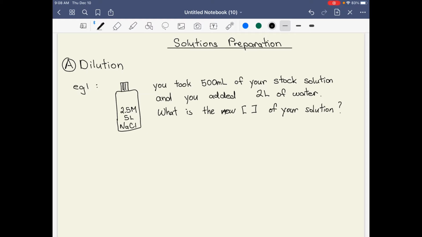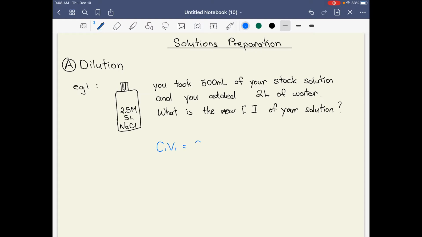So let's go back and look at this question one more time. Okay, so you took 500 milliliters out of this, and then you took 2 liters of water and you added to this. What is the new concentration of your solution? All right, this is the dilution formula that you need to use. You know this is a dilution question because you're adding water.